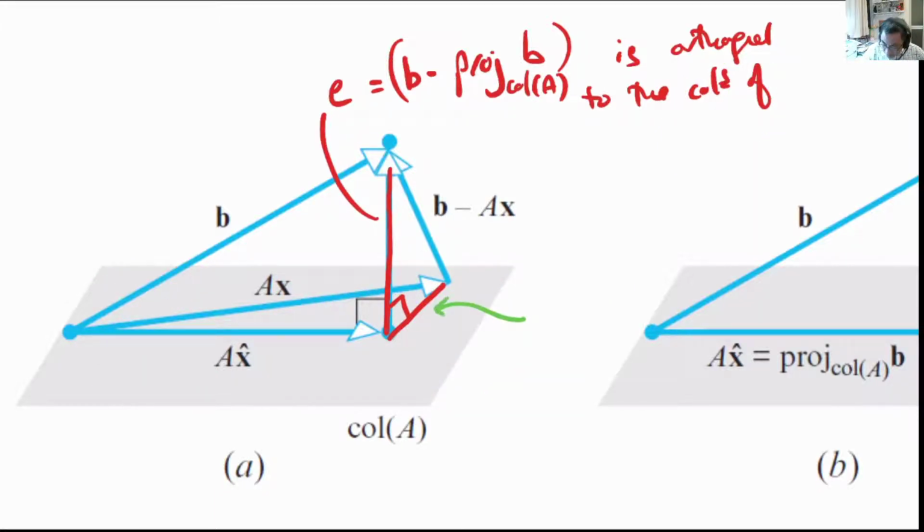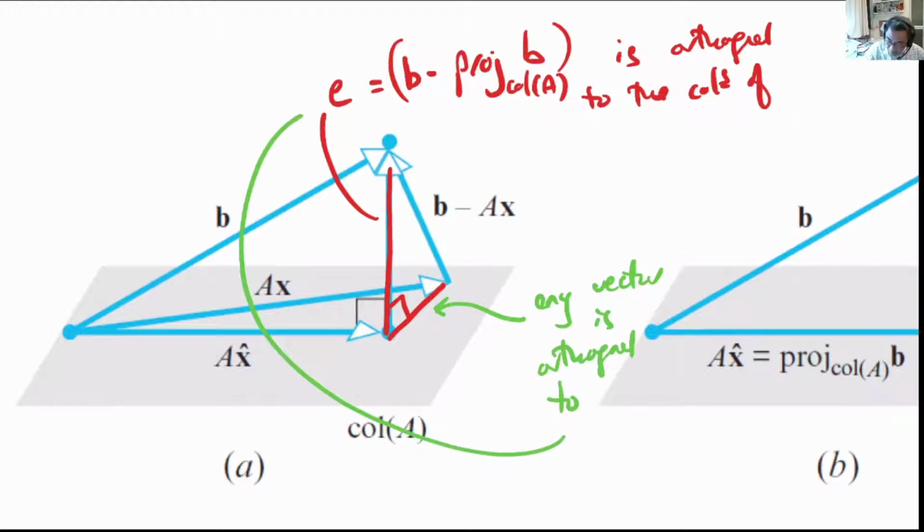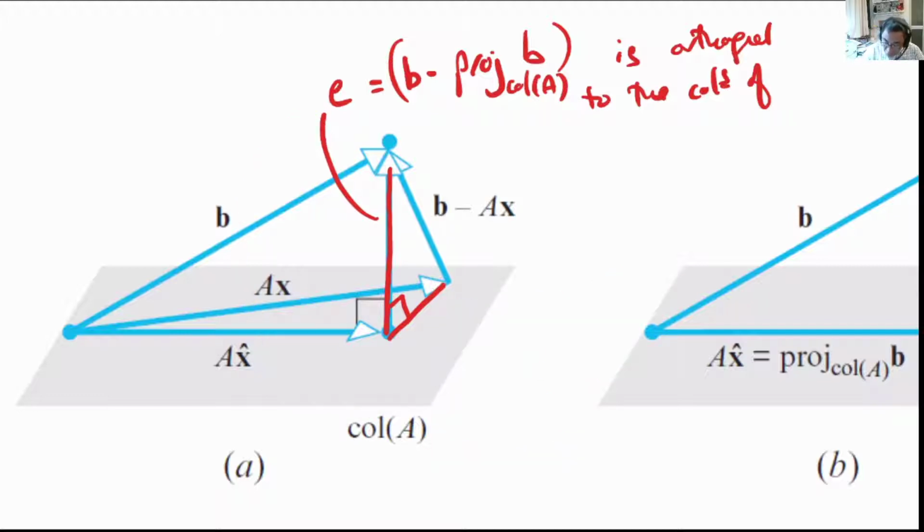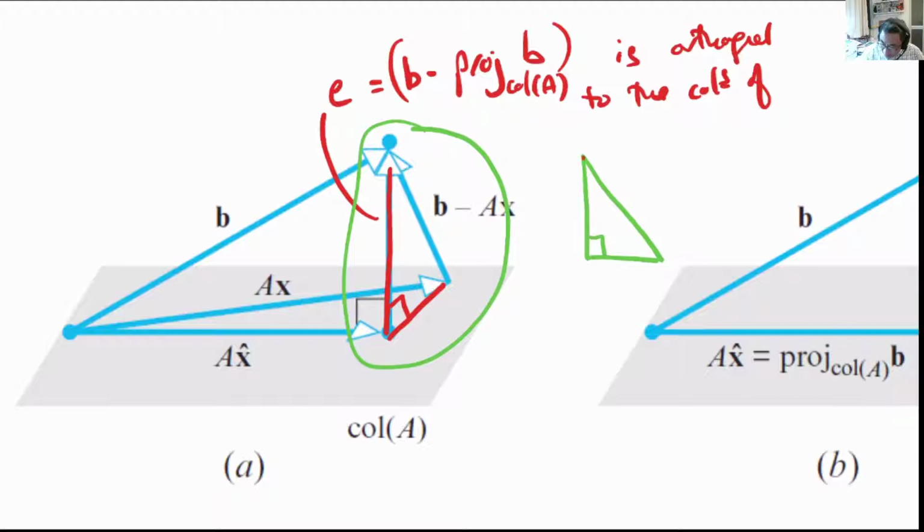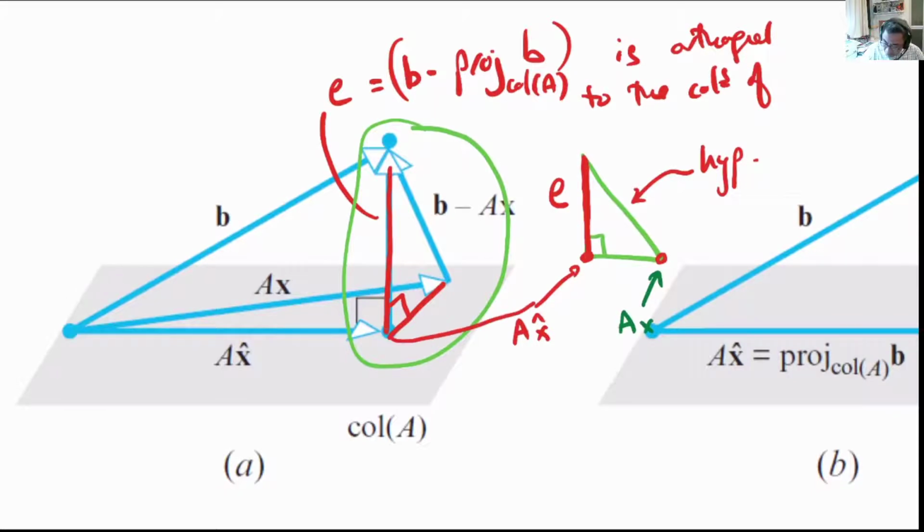Now any vector on this column space is orthogonal to E. We can now view the problem as the Pythagoras theorem, because if you look at this, it is a right angle triangle with the red line here as E, and this is the hypotenuse, and the hypotenuse is formed by another point through AX, while this point is through AX hat, the best point that we can achieve, the best point nearest to B.